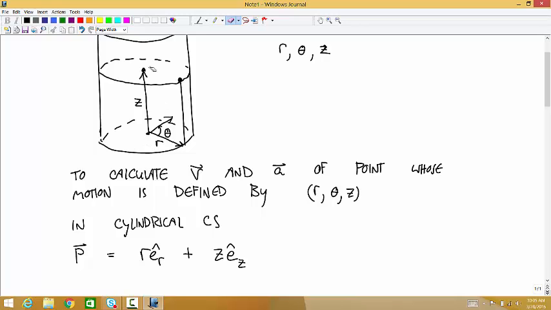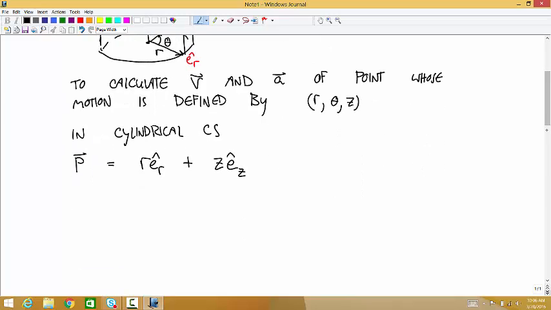So if this is the point that you're interested in here, to get there, you just go a distance R along the ER axis. So this is the ER axis. You don't go anywhere along the E theta axis, and then you go up along the EZ axis. So you just go over along ER and up along EZ. Okay. It's the same as it was in polar coordinates, except now you have to make a motion along the Z axis too.